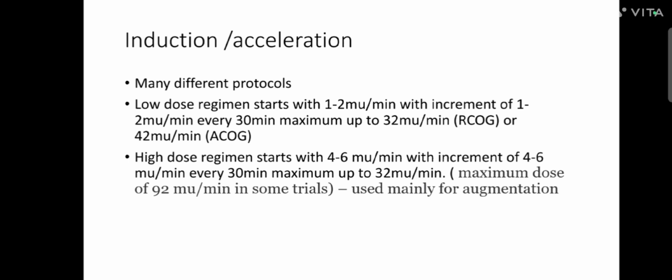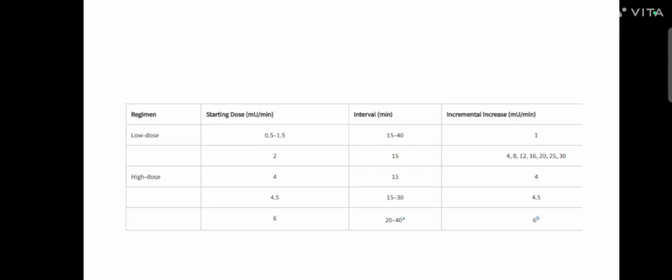But this is used only if there are no uterine contractions, and you want at least minimal contractions, like one contraction. Then you can try for the augmentation of the labor. So this is the low dose regimen, where you start with a very low dose of 0.5 to 1.5, and you increase every time by 1 to 2 international units every 30 minutes, and you can reach up to 40 to 42.